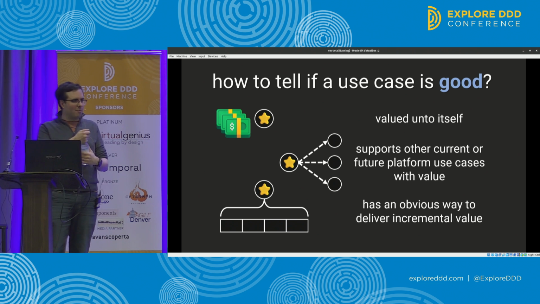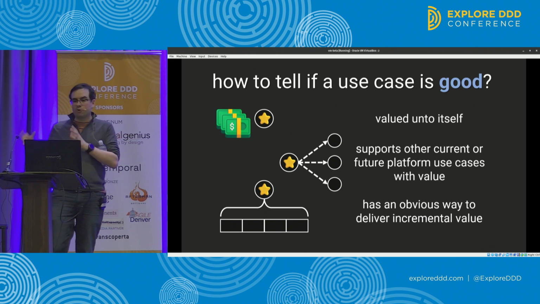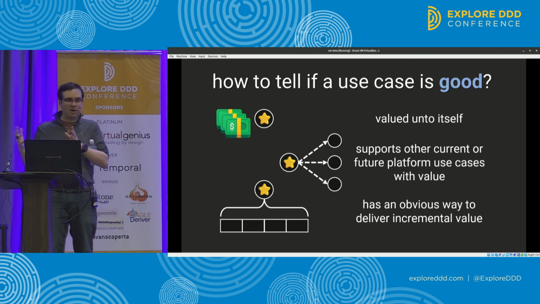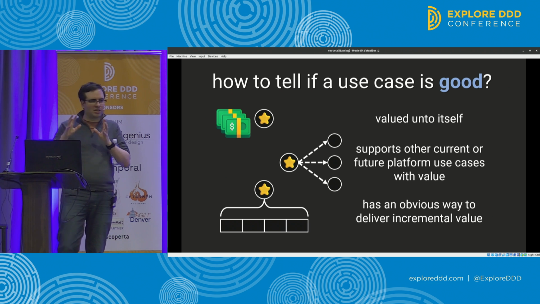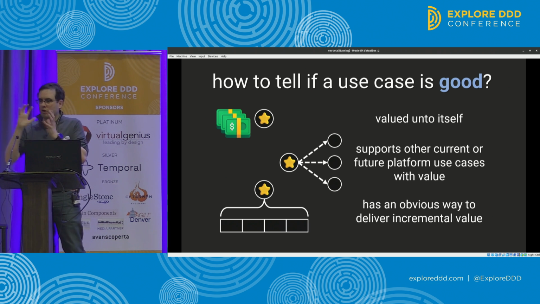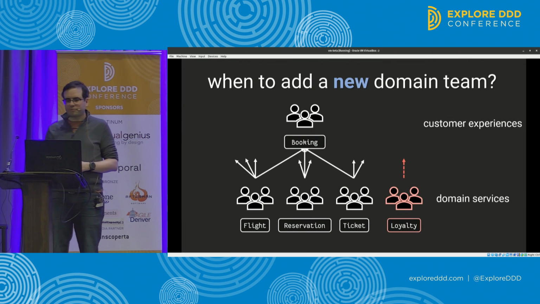And then the third property we want is there's an obvious way to deliver incremental value. If you've got a really complicated domain with lots of bounded contexts and lots of interactions and moving pieces, and the only way for it to deliver value is for the whole thing to be done, maybe that isn't the best place to start. Maybe there's some smaller blast radius that you can target to provide that value. How do you know when you should add another domain team?